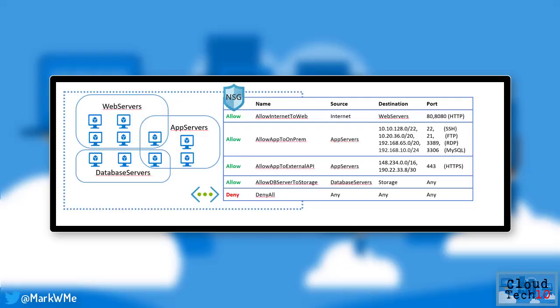Application security groups let you create your own tags that can be applied to a group of VMs. So you could create a group called Web Servers, add the VMs that provide your web frontend into that group, then use that to apply network security group rules that apply to all of those VMs.